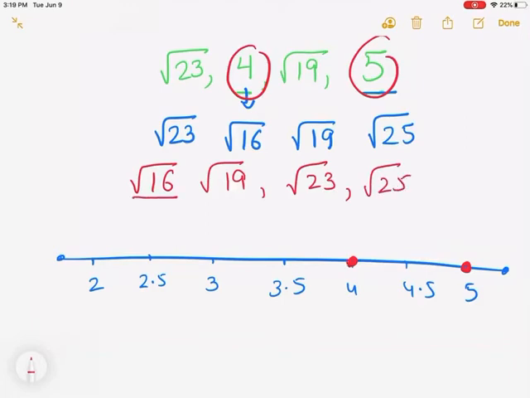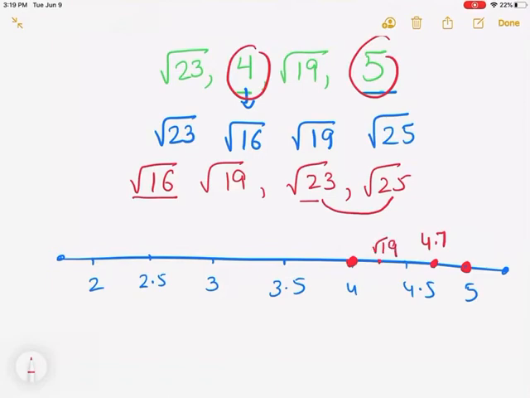All right, 19 and 23. Is 23 closer to 25 or closer to 19? What do you think? Because it's going to be in between. It's closer to 25, so I would say it's more like here. Let's just say 4.7. And 19 is closer to 16, so I would say it's more like this, square root of 19.